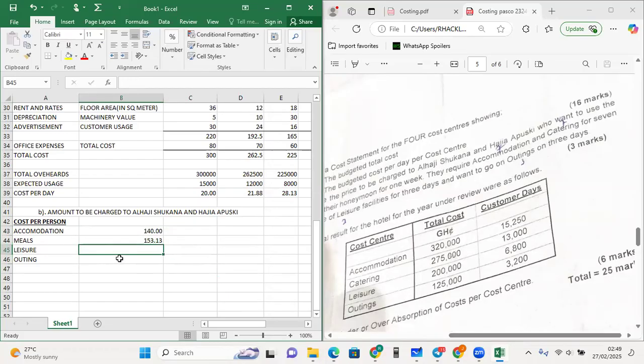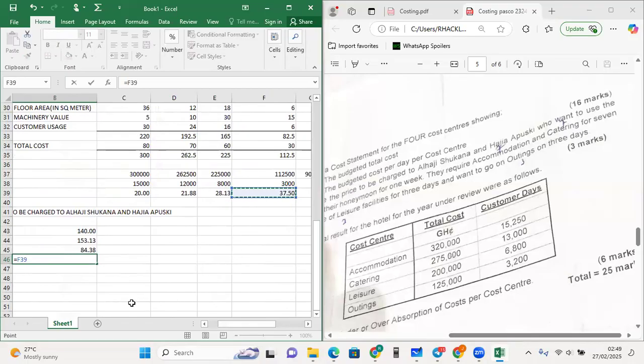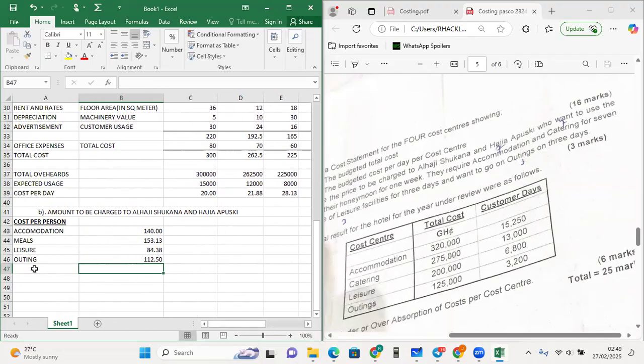Then leisure. And then leisure is what? For 3 days. So 3. And then outing. Outing has a rate of 37.5 times how many days? 3 days. Right.